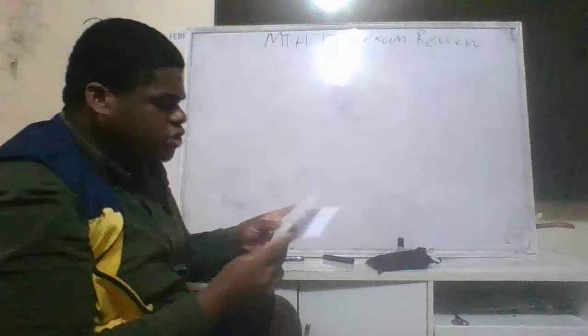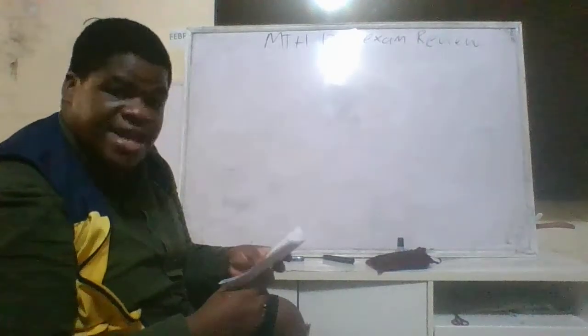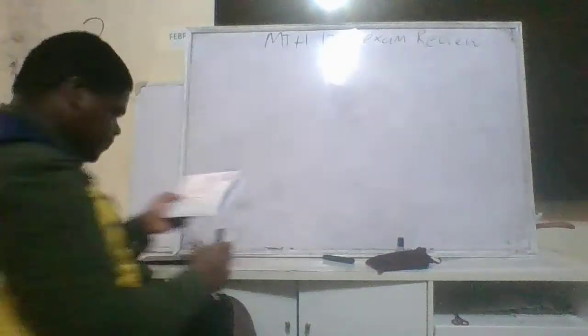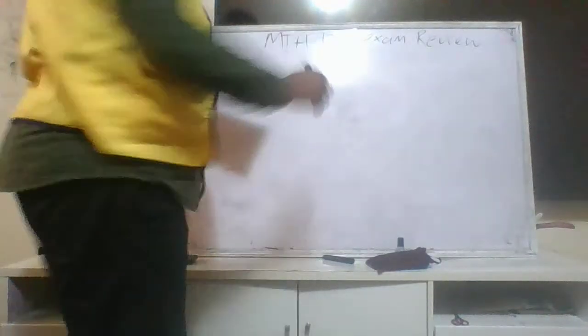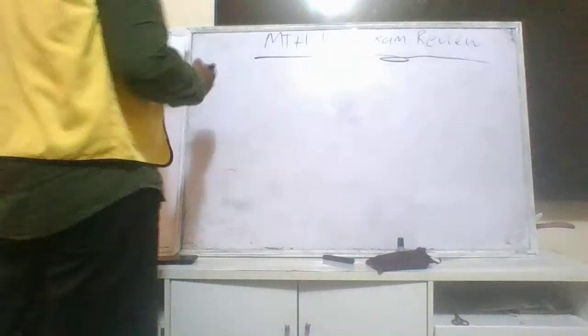Question 1 says, which of the following relations is a function from A to B? Let me just write it down. I'll teach you how to answer it, because I've done this multiple times in the other test reviews, but this question came out in the test. I'll teach you inside this video how to answer the question.